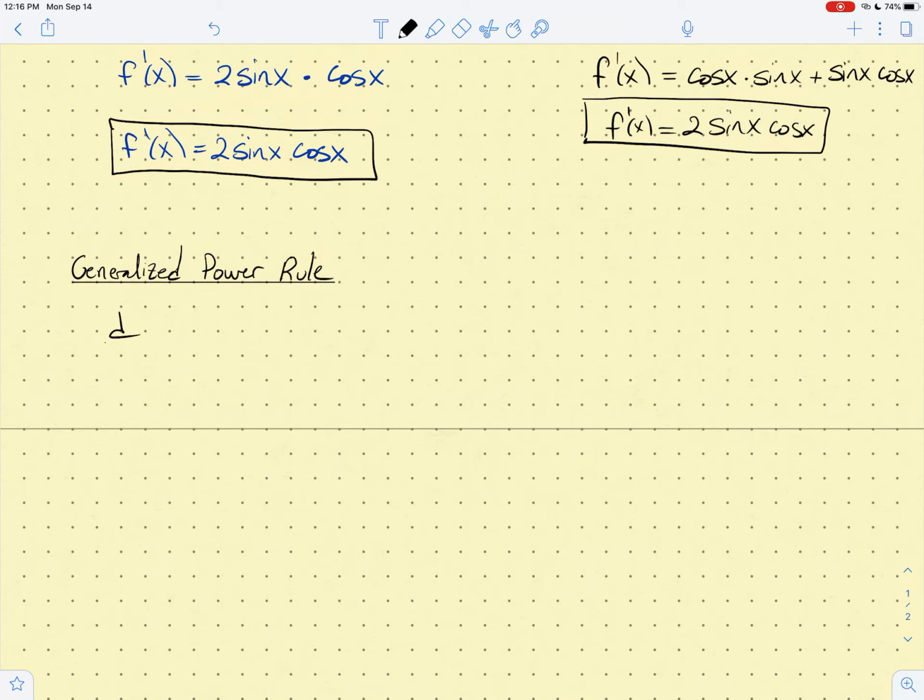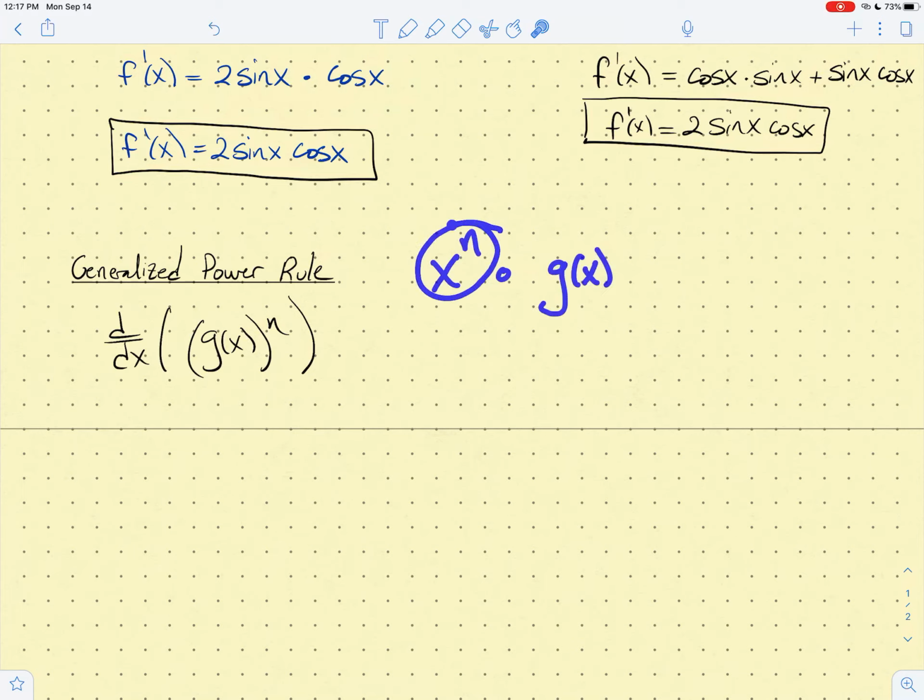You want to take the derivative of some function, say g of x, that's being raised to a power. Does that make sense? You have a function, you're raising it to a power, and you want to compute the derivative of the whole thing. So let's think about it together. The outside function is x to the n. The inside function is g of x.